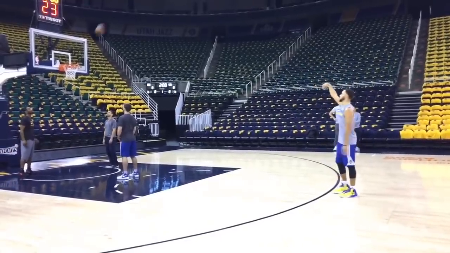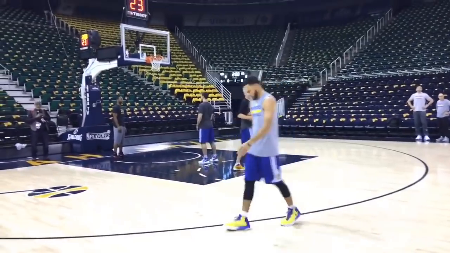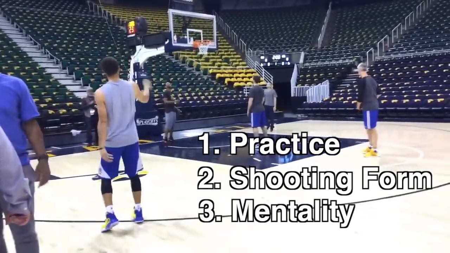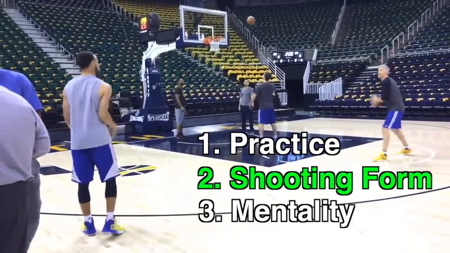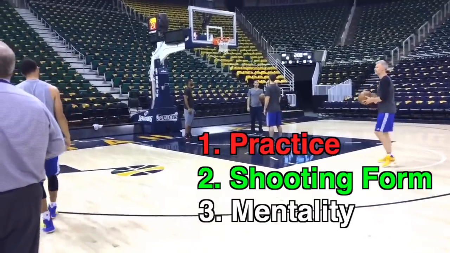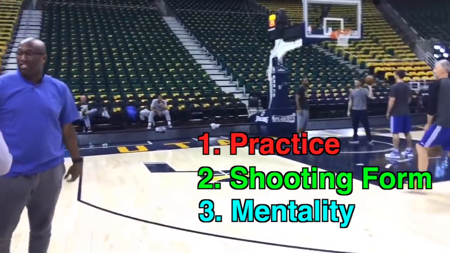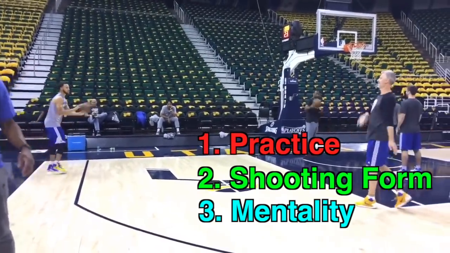So, in conclusion, I've given you the three most important factors of shooting a basketball: time invested in practice, shooting form, and mentality. On this channel, I try to help you improve one of them, your shooting form. The amount that you invest in the factor of practice is totally up to you, and the factor of your mentality seems to be mostly out of your control. I hope this video has helped you to see how I conceptualize shooting form.